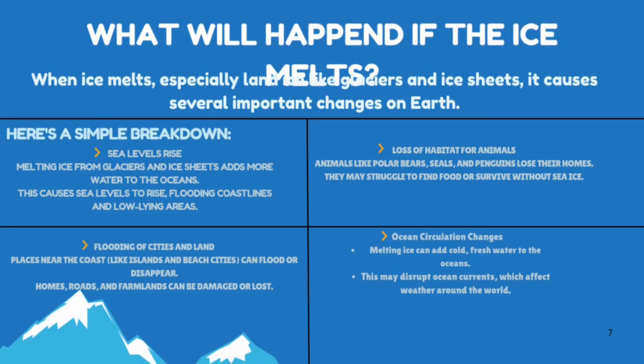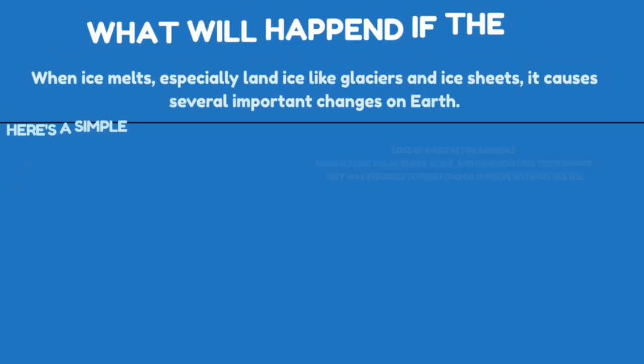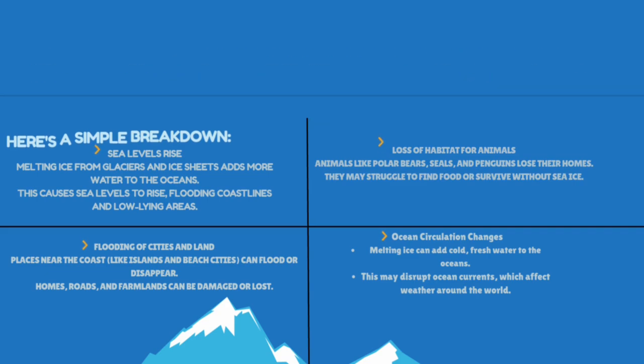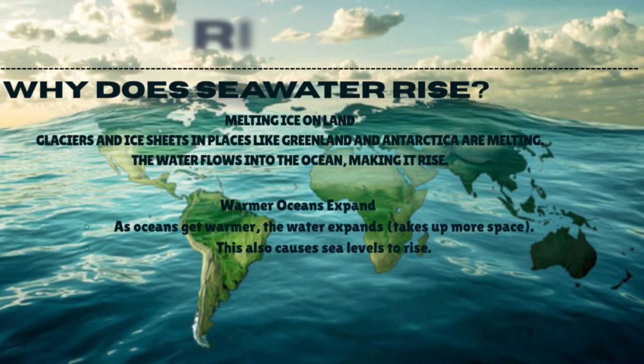What will happen if the ice melts? For this slide, I'm going to give a simple breakdown. If the ice melts, the water level will rise because of the rapidly melting ice. It will also cause flooding of cities and land because of the increase in seawater. It will also cause loss of habitat, especially for animals that live in the Antarctic, for example polar bears, seals, and penguins. And lastly, it will change ocean circulation, because the melting ice gives cold fresh water to the ocean, which can affect the weather around the world.